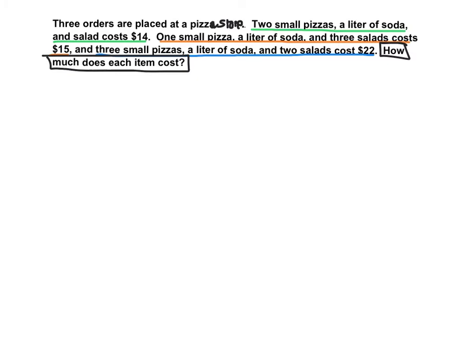So if we look at this final question here, it's telling us what our x, y, and z values are going to be. Our x value is going to be the cost of an item, and I'm going to choose for it to be pizza, so it's the cost of pizza. And then my y value, I'm going to choose to be the cost of another item. I'm going to have it be the cost of a liter of soda. And then my z value is going to be the cost of a salad.